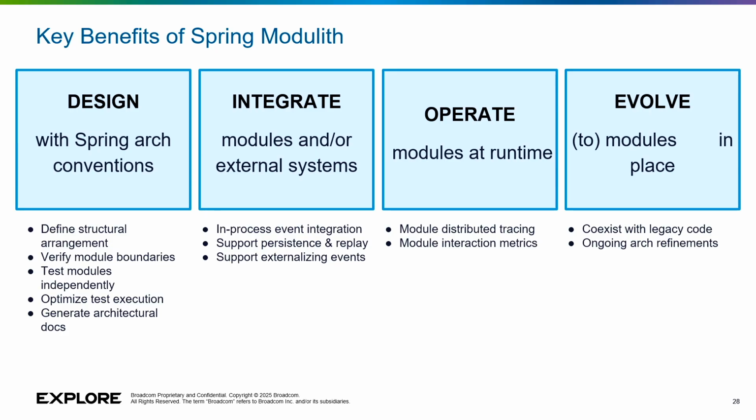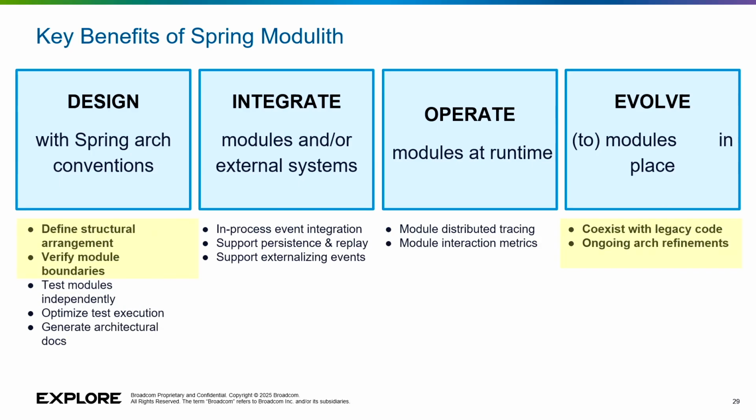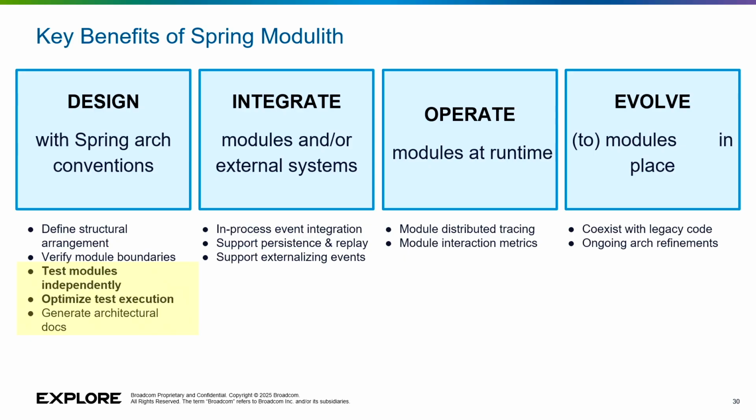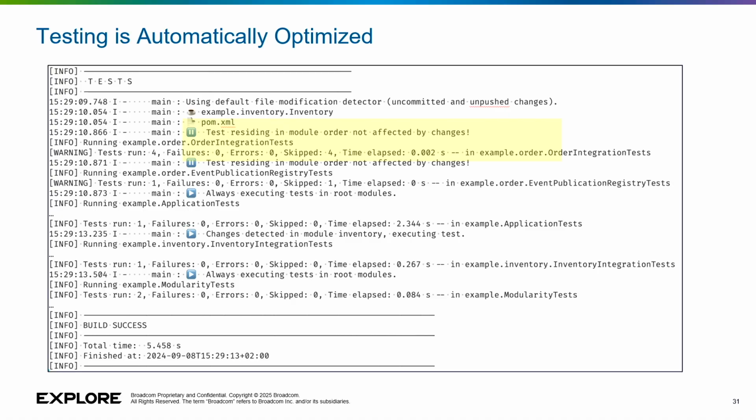So here we've broken them down into design, integration, operations, and evolution. I'm just going to cover a couple of these. We've already talked about defining the structural arrangement, right? That's the default approach that every top-level package is a module, verifying those boundaries as Glenn described. And Glenn already talked about the coexistence with legacy code so that you can do these ongoing architectural refinements. We can also talk a little bit about, okay, that yellow block, just look at the bold right now: test modules independently and optimizing test execution. So these are two things that Spring Monolith enhances for testing.